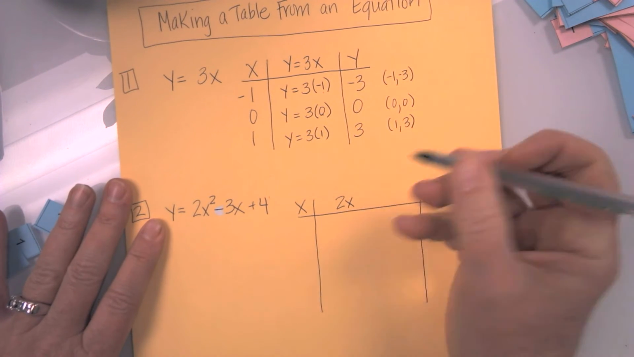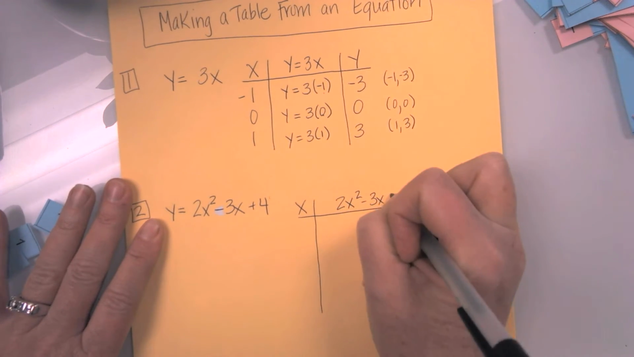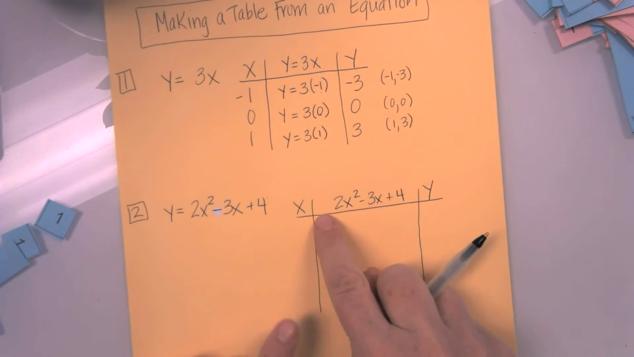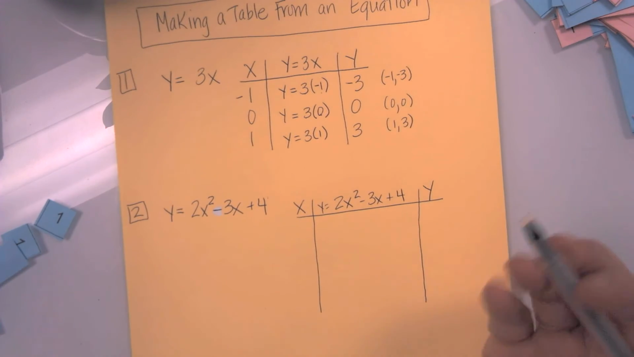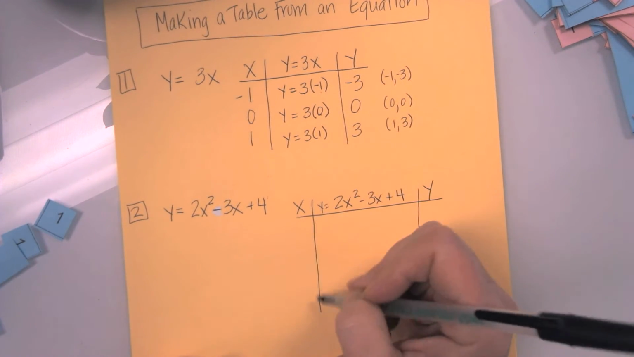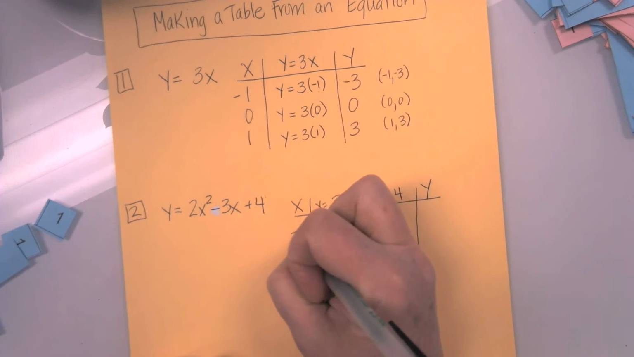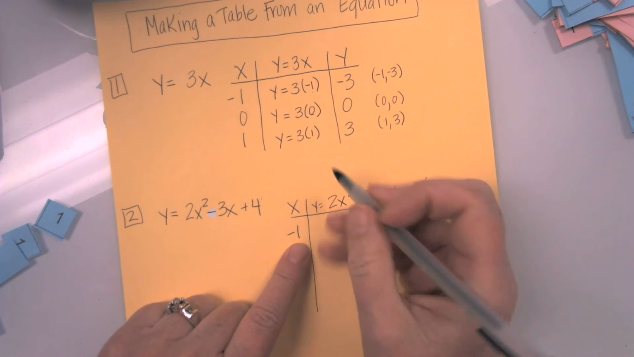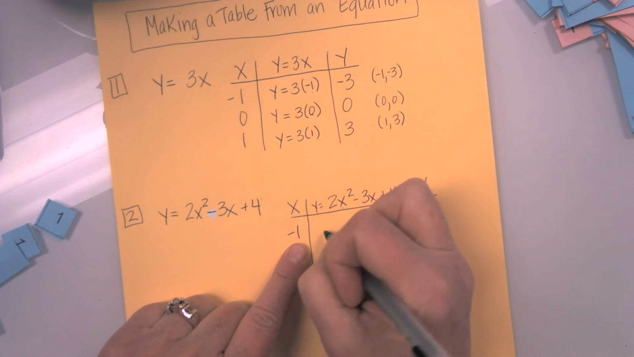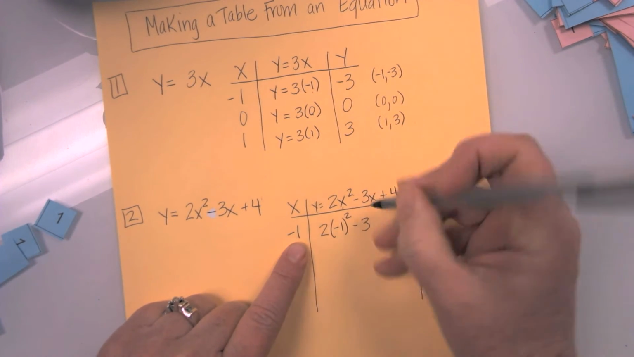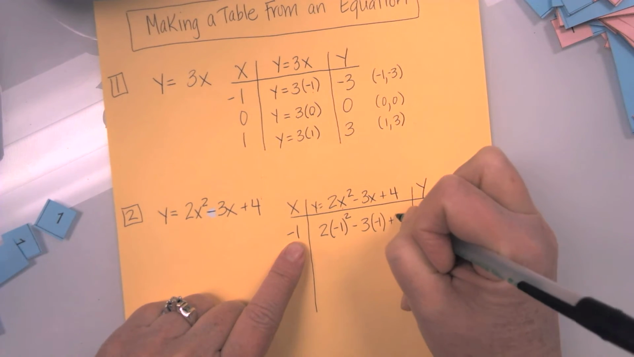Now you're welcome just to do 2x squared minus 3x plus 4. So you know, because you know it's going to be y equals, up to you, as long as you're being organized. Now again, I do want to be organized with my numbers, so I'm going to do a -1, and I'm going to substitute in. So wherever there is an x, I'm going to put a -1 instead. So I'm going to do 2 times a -1 squared minus 3 times a -1 plus 4.